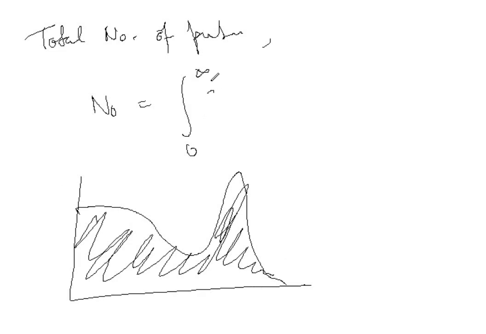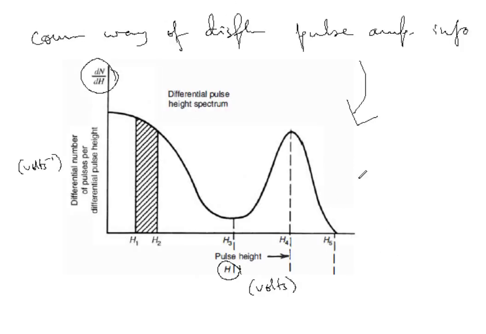So this is dn by dh. This is what I mean when I am doing this. So 0 to infinity dh. Now it is important to note that most of the time we are accustomed to look at the shape of the differential pulse height distribution to display important features about the source of pulses. So most of the time we are talking about the shape of the pulse.